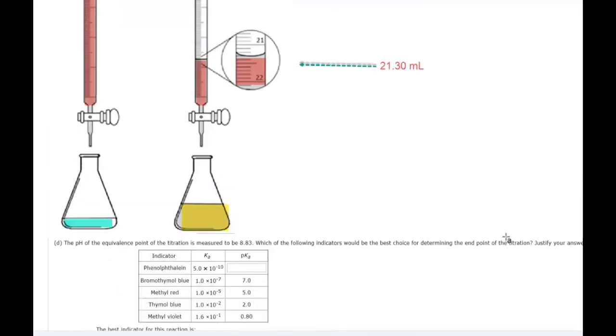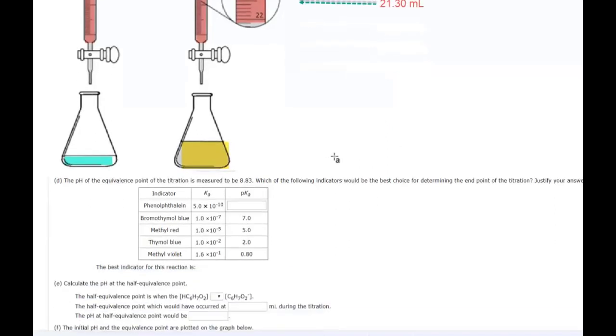Okay, let's finish this problem. We've done our titration. Our little sorbic acid has been wiped out by the base. We found that it took 20.65 mLs net to do this. The pH at the equivalence point of this titration is 8.83.